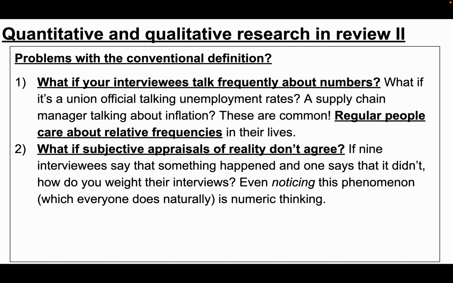What if the subjective appraisals of reality among your interviewees don't agree? So if 9 interviewees say that something happened and one says that it didn't, how do you weight their interviews? And really, in the first place, even noticing this phenomenon, which everyone naturally does, is a form of numeric thinking. So there's really no way around thinking about frequencies or thinking about things in a minimally numeric sense in human life.